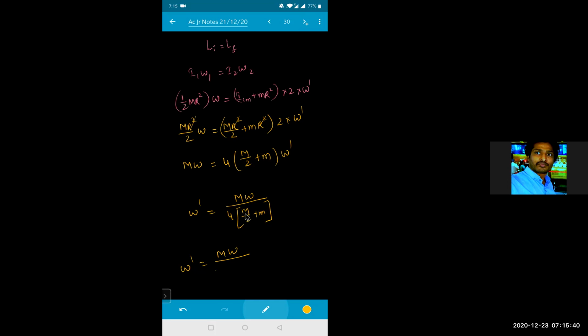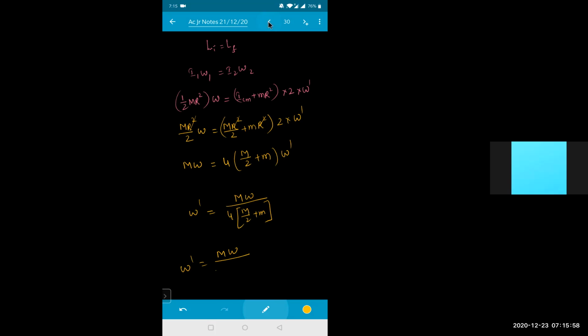M by 2. First we have to do M by 2 plus M, we have to simplify that, then we'll do into four, right? We can also do it like that, that's not a problem.